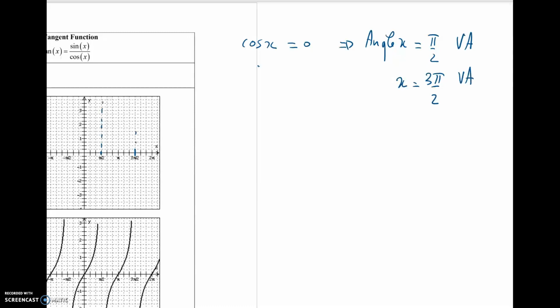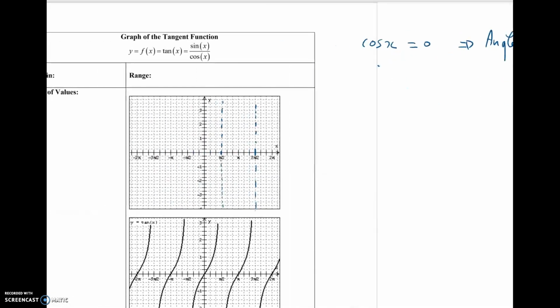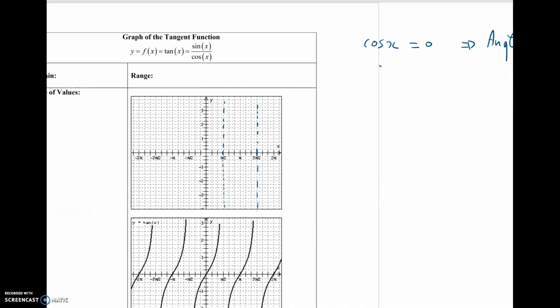And basically, here we go. And so I can see that there is a value of pi in between the two asymptotes. So by symmetry, at minus pi over 2, I will have another asymptote, and at minus 3 pi over 2, I will also have a vertical asymptote.